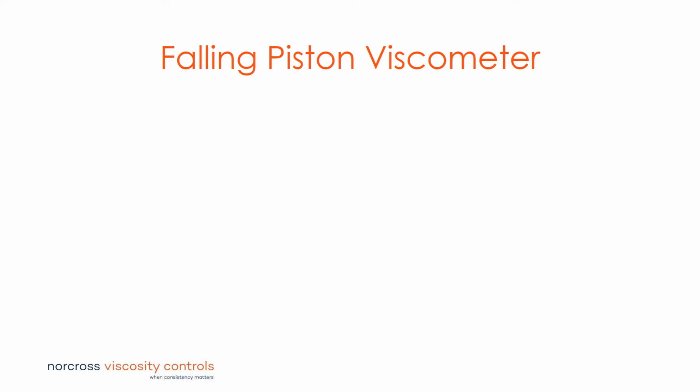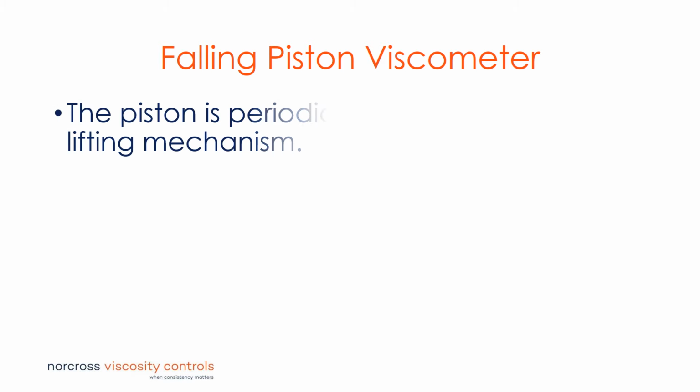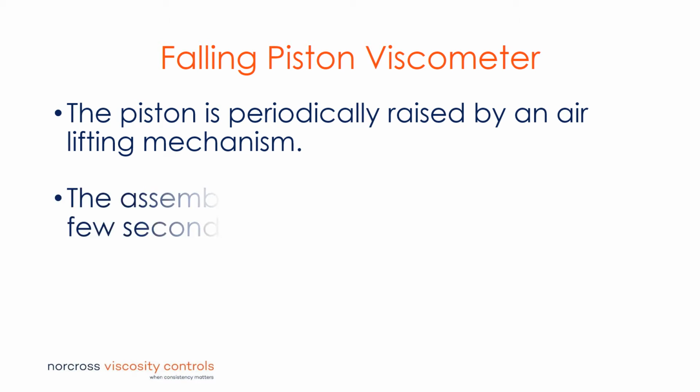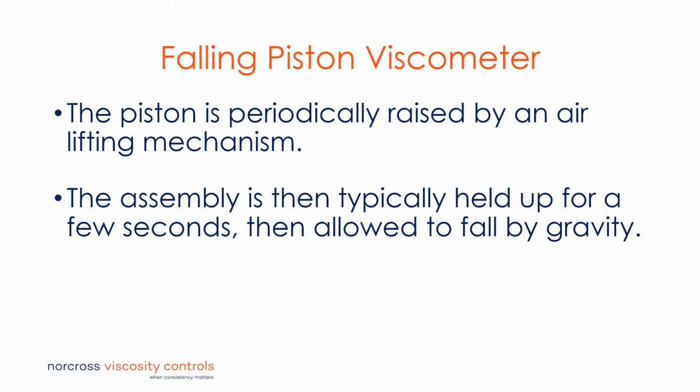Next is the falling piston viscometer. This is the oldest and most proven of the inline measuring strategies out there. The piston is raised by a pneumatic lifting mechanism, drawing the ink being measured down through the clearance gap between the piston and the wall of the cylinder into the space which is formed below the piston as it is raised. The piston assembly is then typically held up for a few seconds, allowing the system to equalize.